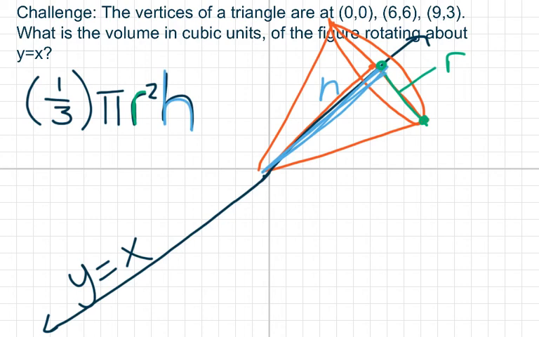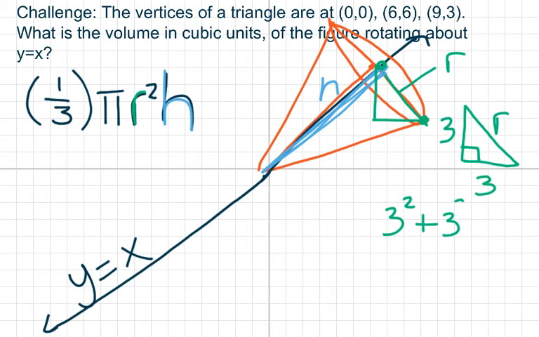So if you look at this green line that I just drew, and you think about making a right triangle. So let me draw a little better. I'm trying to find R, this length right here. And I know that my horizontal side is 3 units, and I know that my vertical side is 3 units. So I'm going to use Pythagorean theorem. A squared plus B squared equals C squared, but we're going to use an R because that's what we're calling it. So this is 9 plus 9 equals R squared. 9 plus 9 is 18 equals R squared.